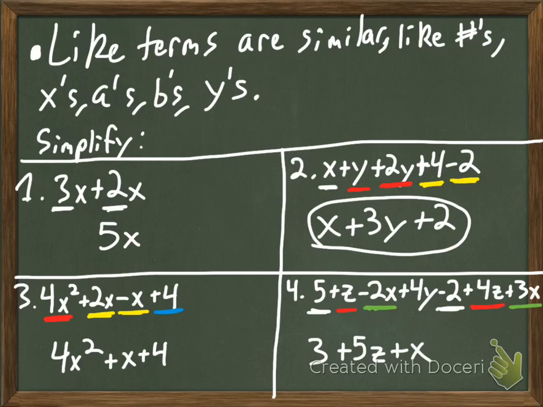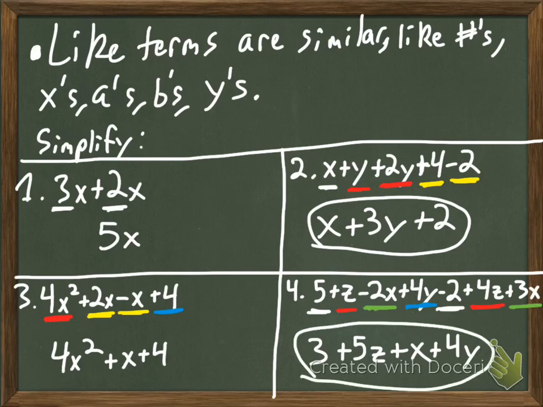And then finally we have a plus 4y. We don't have any other y's to combine it with, so we just end up with a plus 4y. We cannot simplify this any further, so here's our answer. And this lesson was the distributive property and combining like terms.